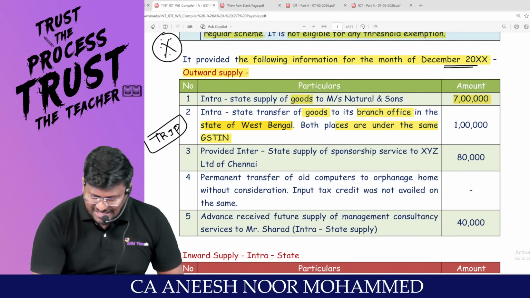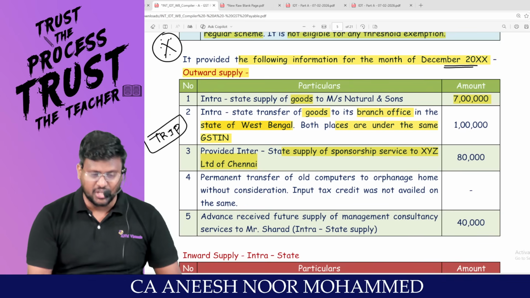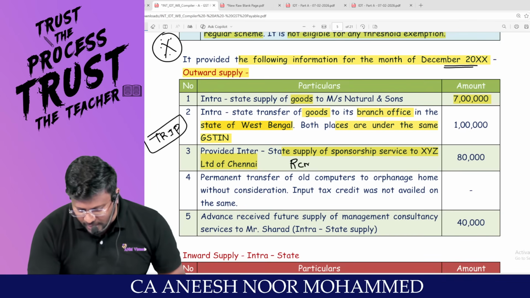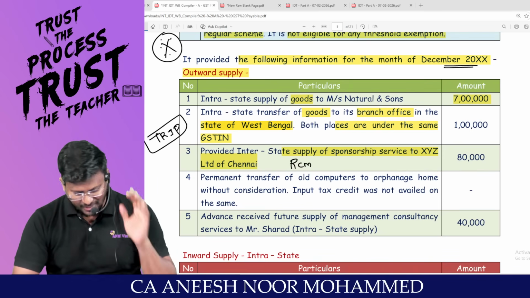Provided interstate supply of sponsorship services to XYZ Limited of Chennai. Indirectly, they are checking whether you are aware of the RCM or not. Reverse charge mechanism. Sponsorship. Right.